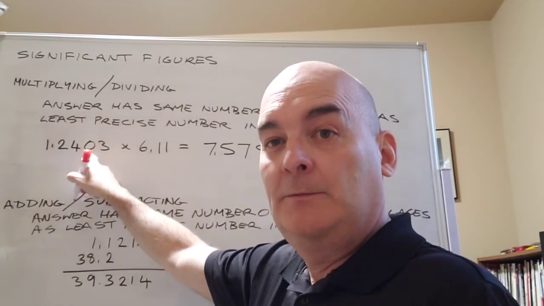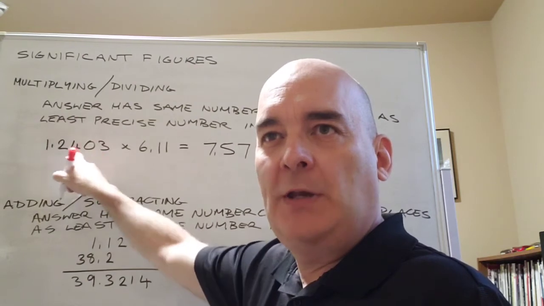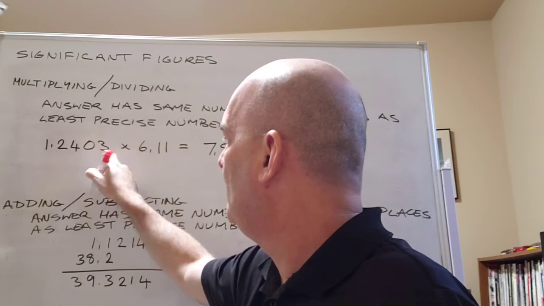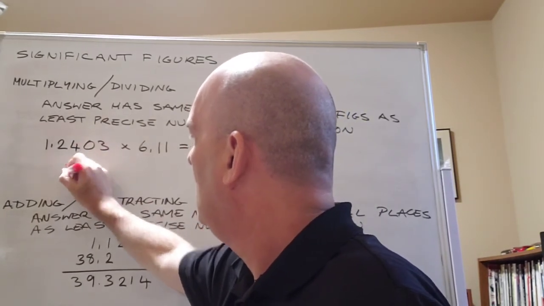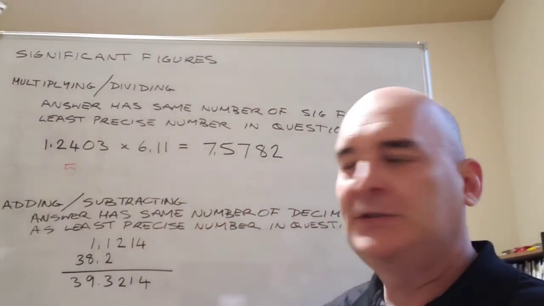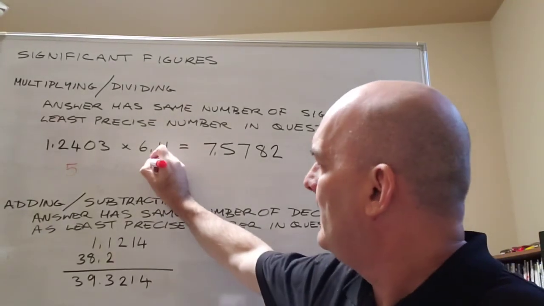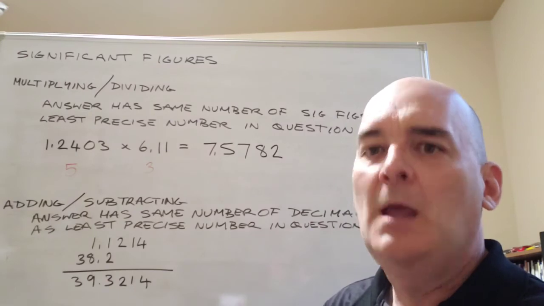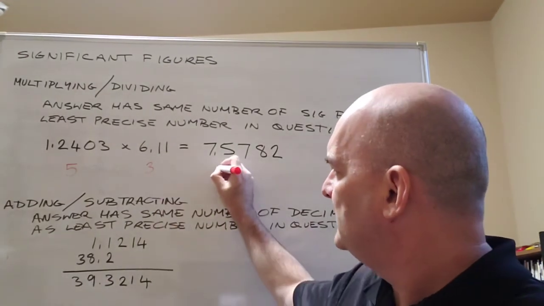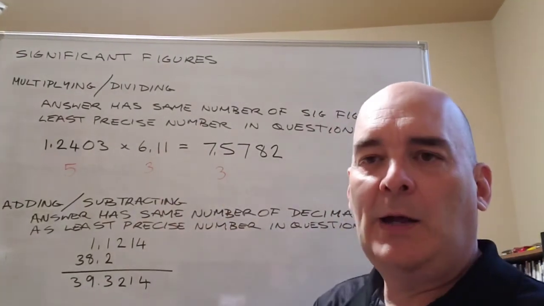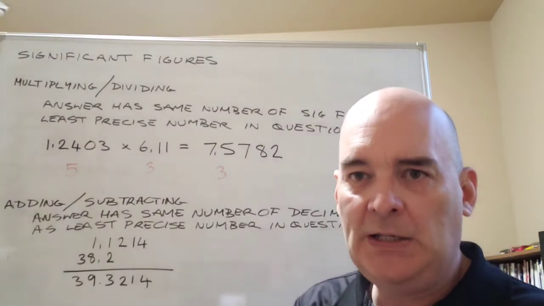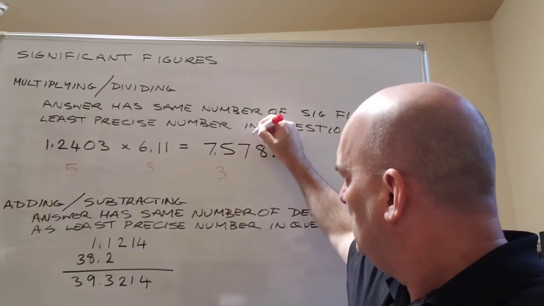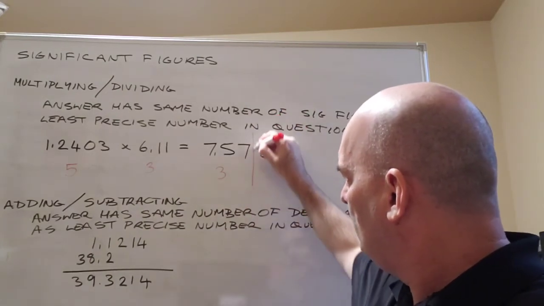1.240, but that 0 is between 2 other numbers, so it counts as being significant. 1, 2, 3, 4, 5. That number has 5 significant figures. This number has 3 significant figures. That tells me that my answer is only allowed to keep 3 significant figures. So my answer needs to cut off here.